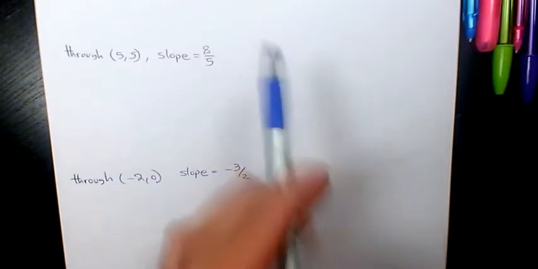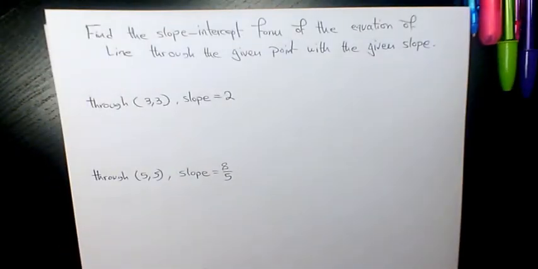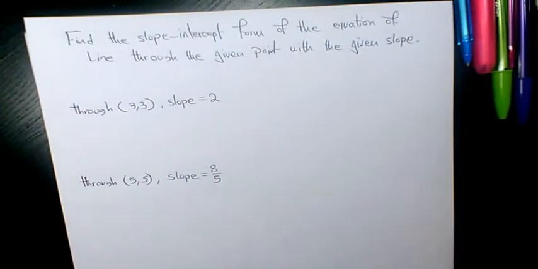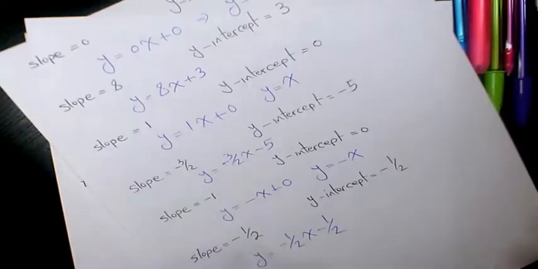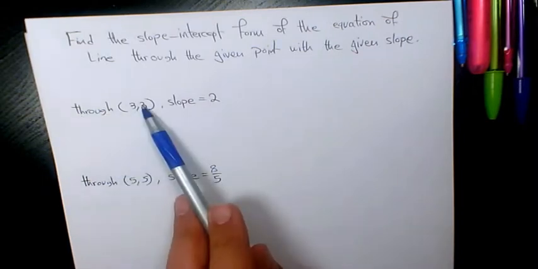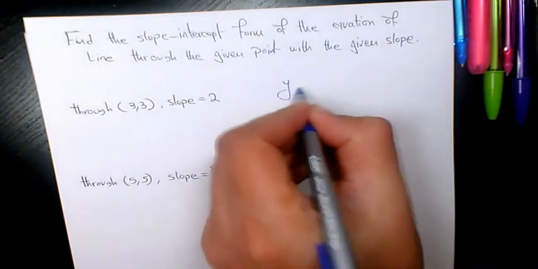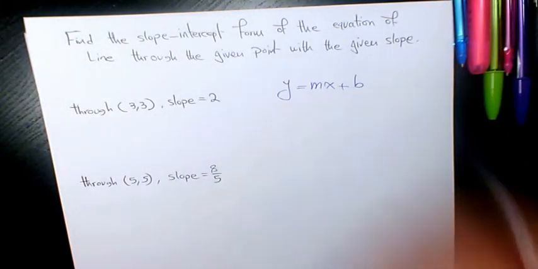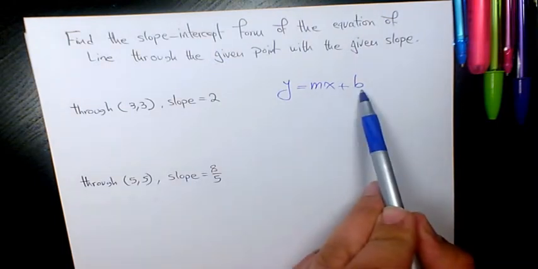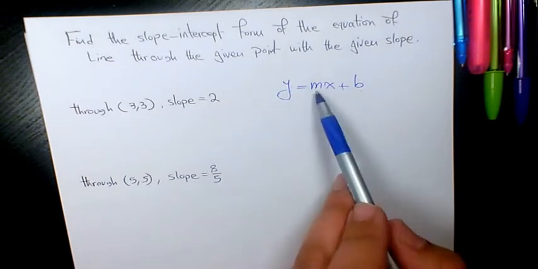Now, we have a different kind of situation. Here it says, find the slope-intercept form of the equation of the line through a given point with the given slope. Previously we had the slope and y-intercept, but right now we have the slope and one point, which is not the y-intercept. It can be any point. So if we go back to the slope-intercept form, m and b are our parameters. x is the independent variable and y is the dependent variable. So we need to find m and b.